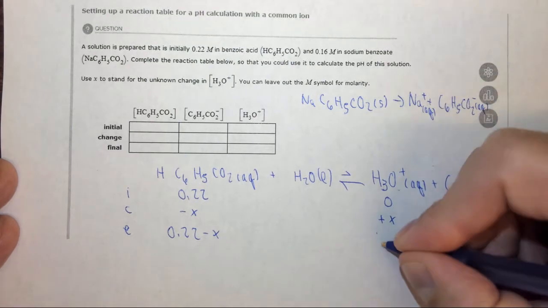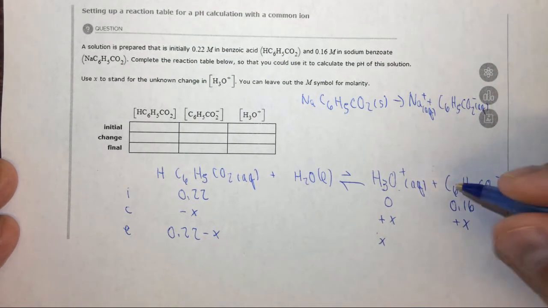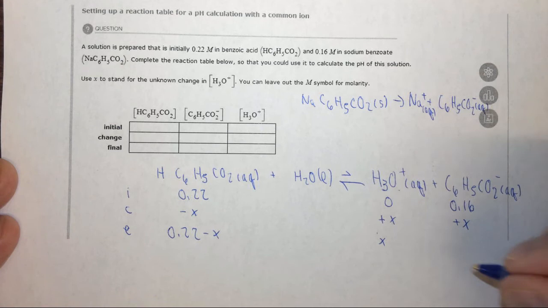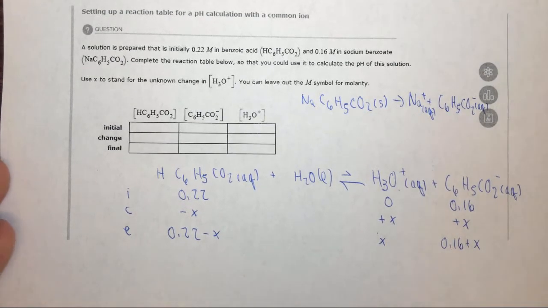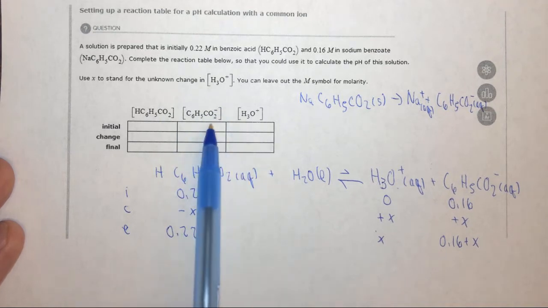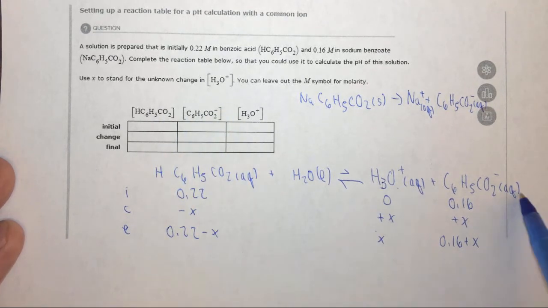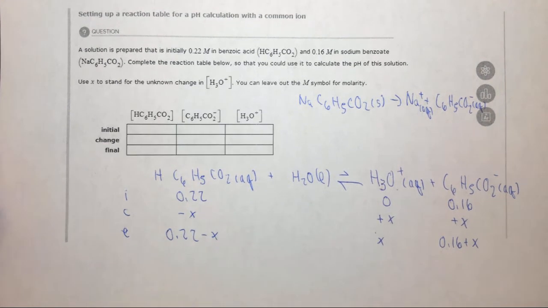The concentration of H3O plus is X. And the concentration of C6H5CO2 minus is 0.16 plus X. Note that this is in a slightly different order. The acetate ion comes first and the H3O plus comes last, so you just need to plug it in the appropriate order.